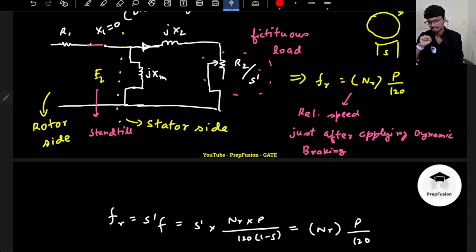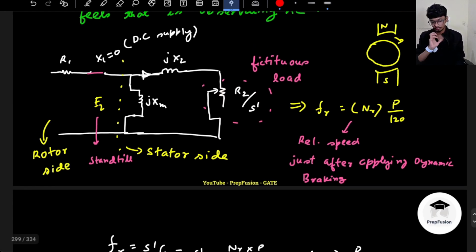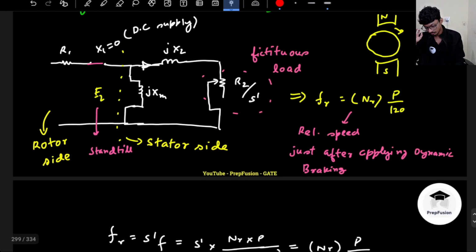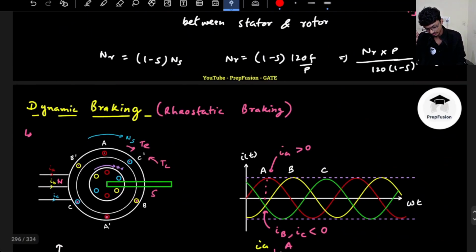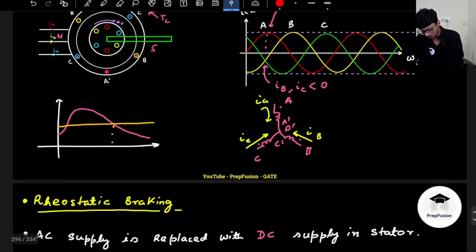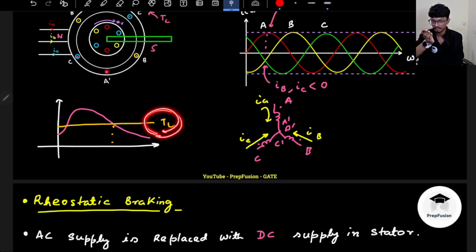Does load getting higher make sense? It does make sense, because now the supply will feel it is supplying a higher torque because it is providing more opposing torque. What do I mean by it? Previously, if you see the graph here, the load torque was only the opposing torque, so the supply current was according to this load torque. Higher the load torque, higher the current the stator side will supply.